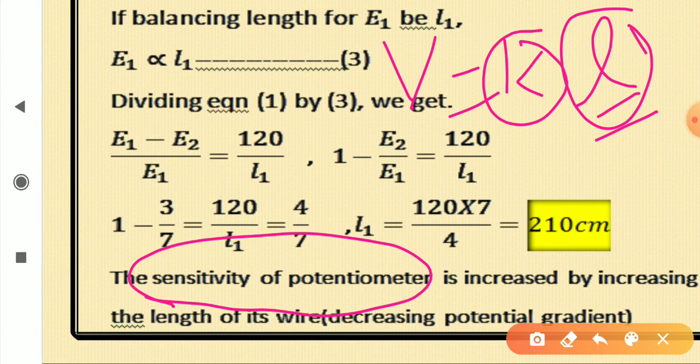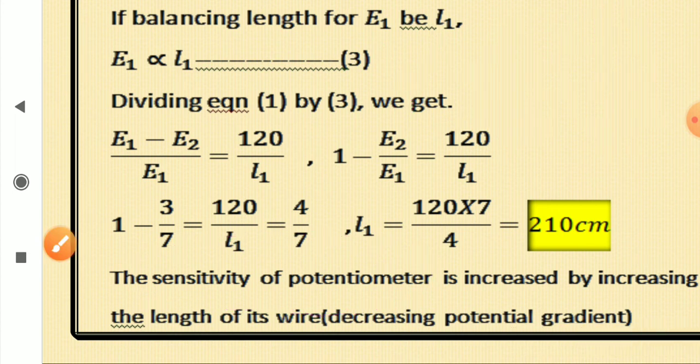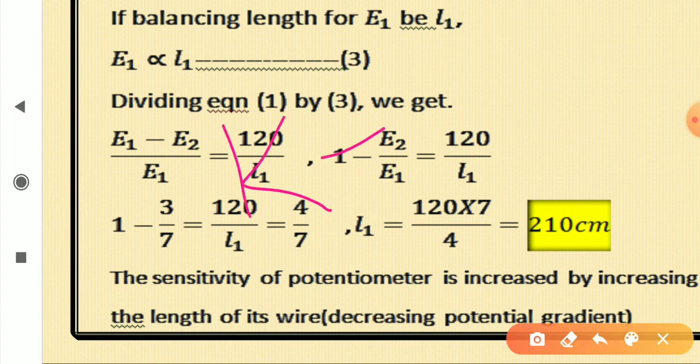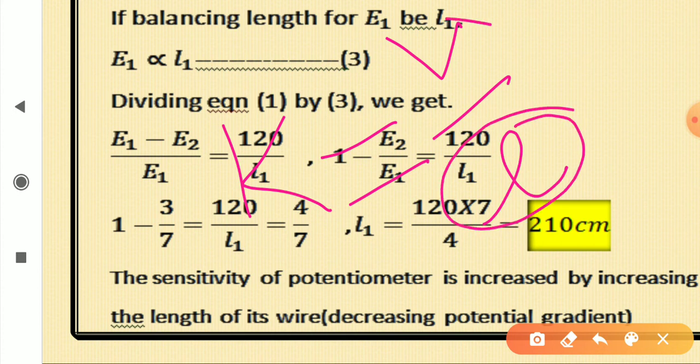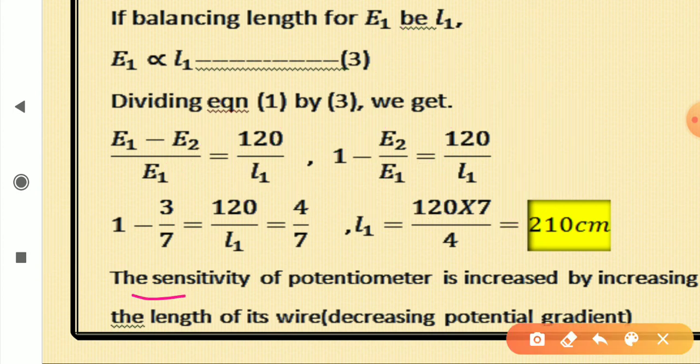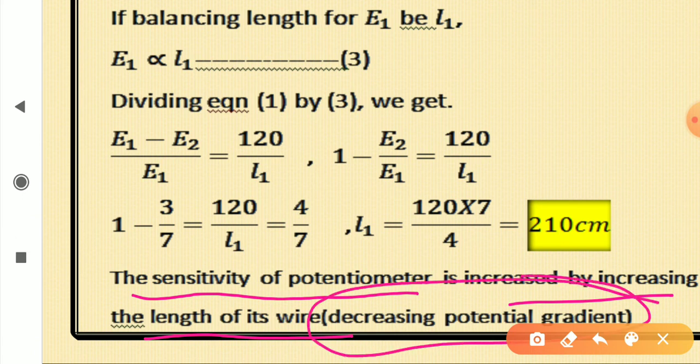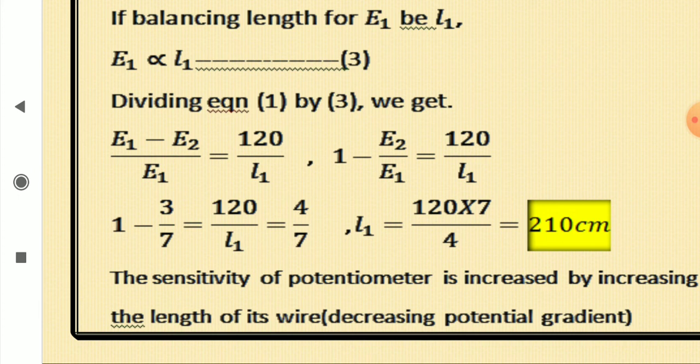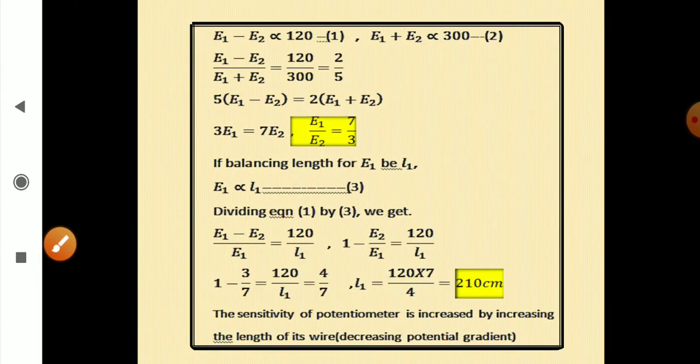That means for the sensitivity, this K should be as small as possible. The potential gradient of the potentiometer should be as small as possible. And to reduce this potential gradient, we can increase the length. When L increases, this ratio will decrease and K will also decrease. So we can increase the sensitivity of a potentiometer by increasing the length of its wire, that is by decreasing its potential gradient. It is a very important concept and you must remember.